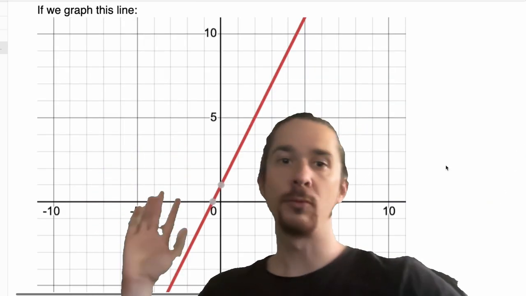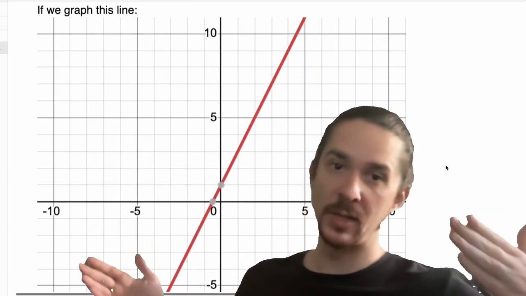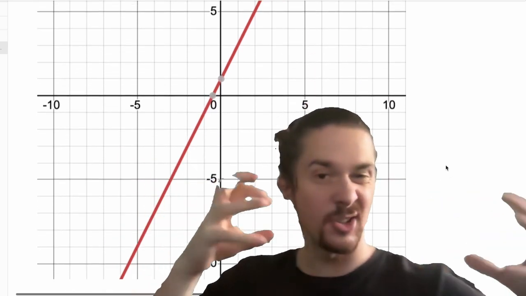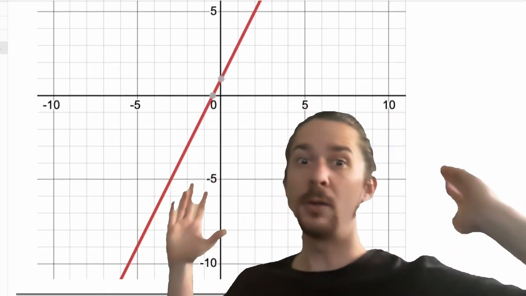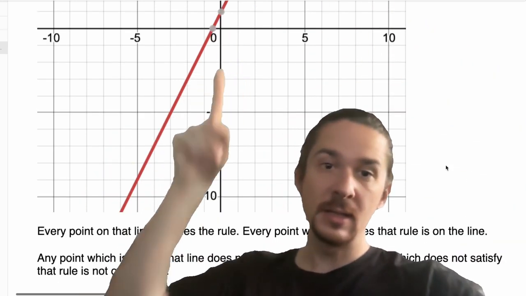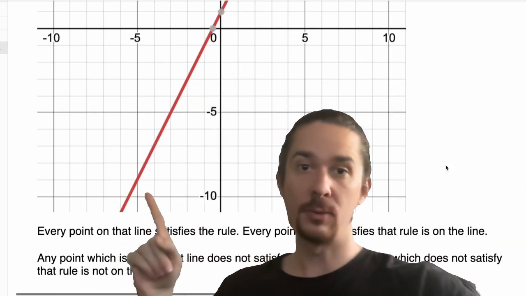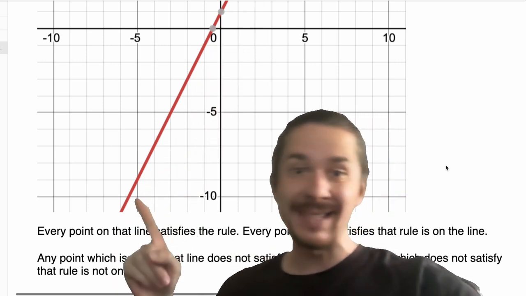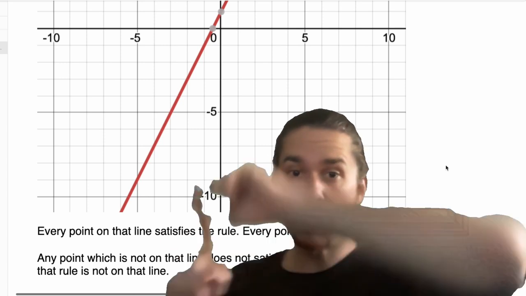If we graph y equals 2x plus 1, we get this guy. And the reason I'm showing you this is because it's really important to understand what we're doing with simultaneous equations, to understand that every equation has a graph. Every point on this line satisfies the rule y equals 2x plus 1. Okay? Every point that satisfies the rule is on this line.